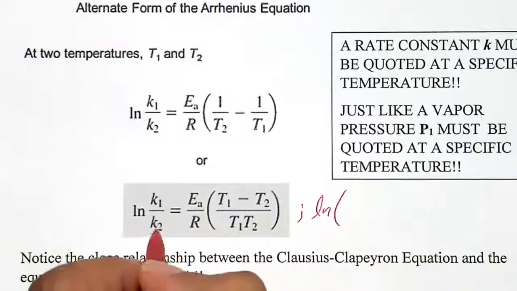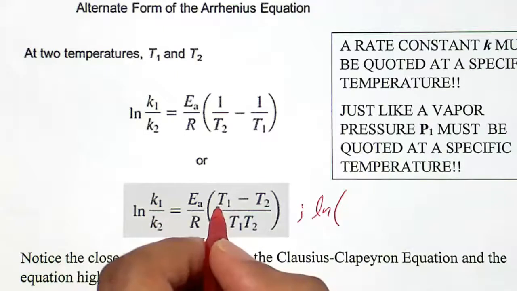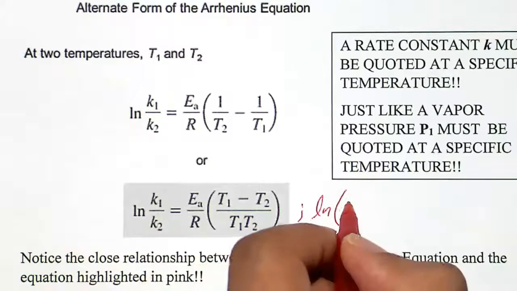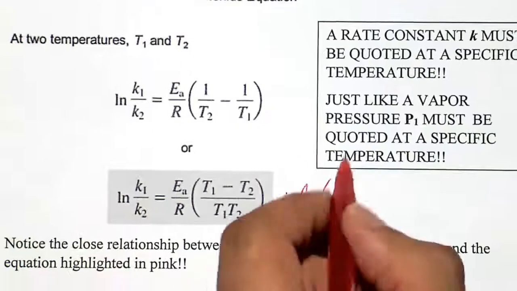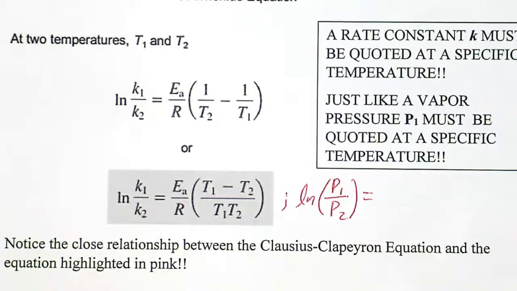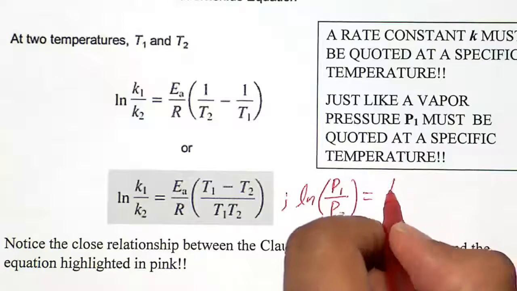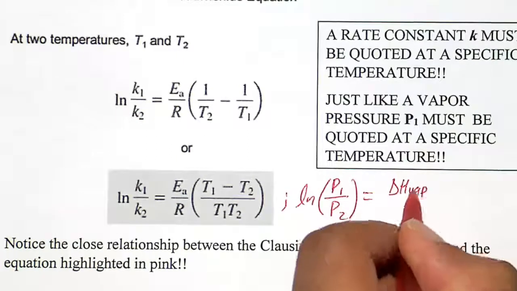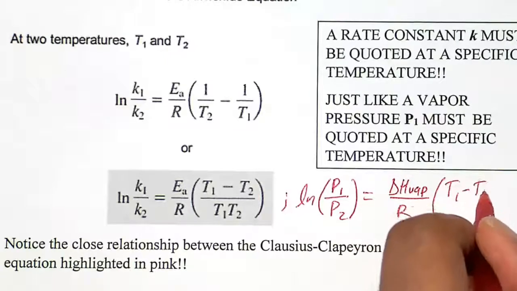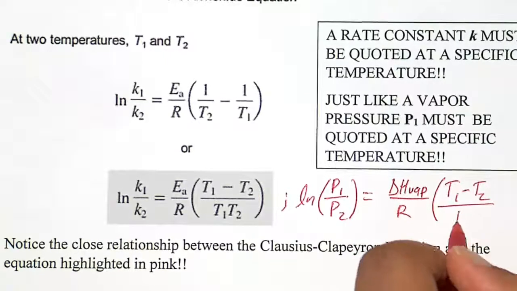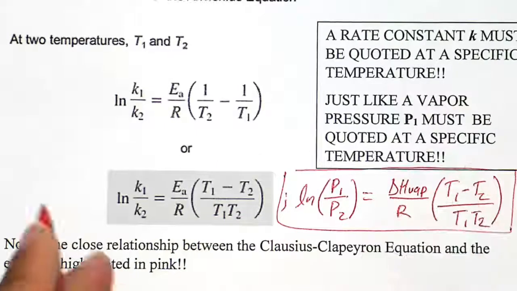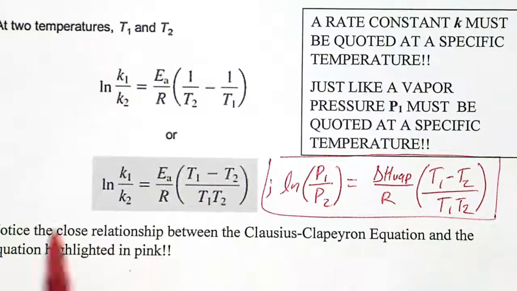So instead of K1, the rate constant at temperature T1, and K2, the rate constant at temperature T2, remember the Clausius-Clapeyron equation was vapor pressure P1, the pressure at some temperature T1, and that was the heat addition over R, and this was vapor pressure 1 at T1 minus vapor pressure 2 at T2, over 1 over T2. So notice the overlap in terms of the graphs, and the overlap in terms of the equation.